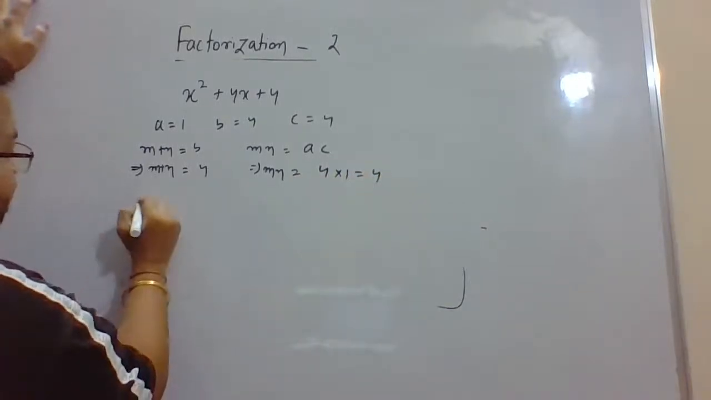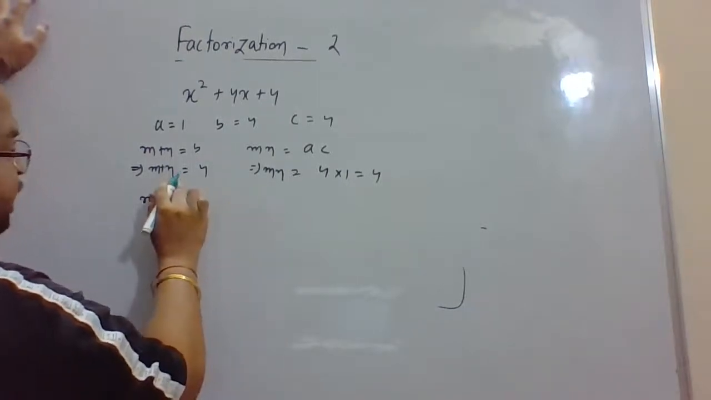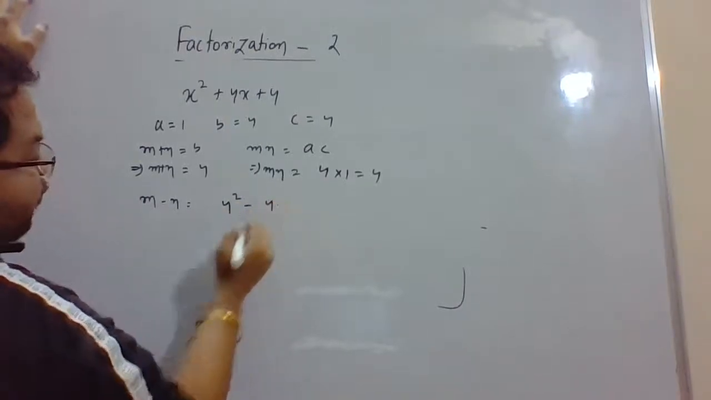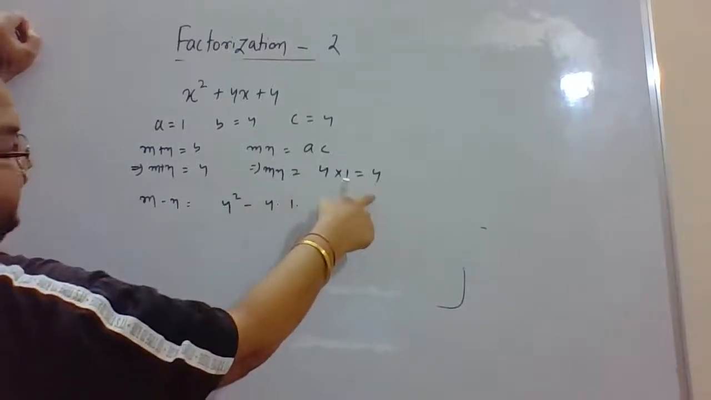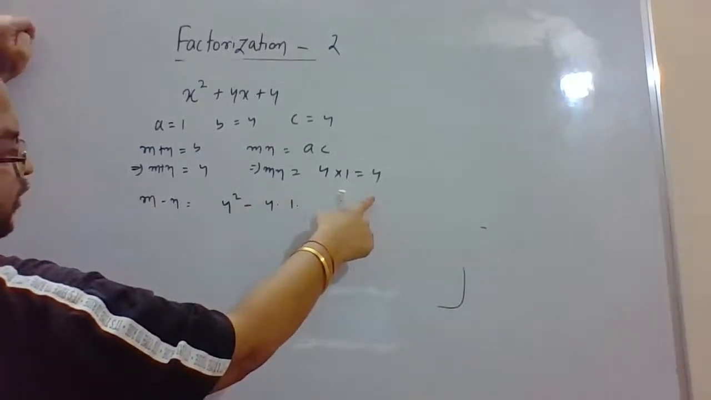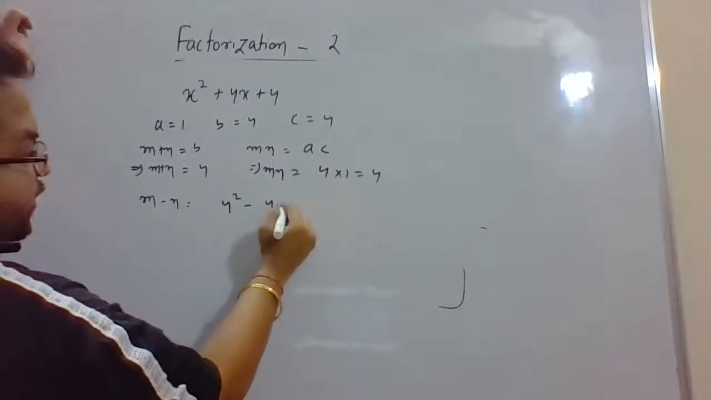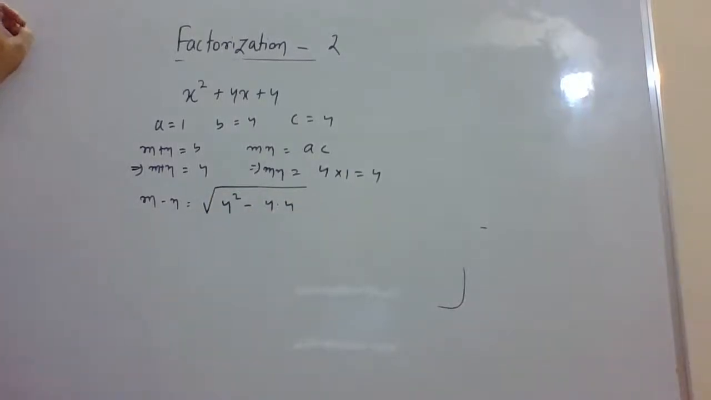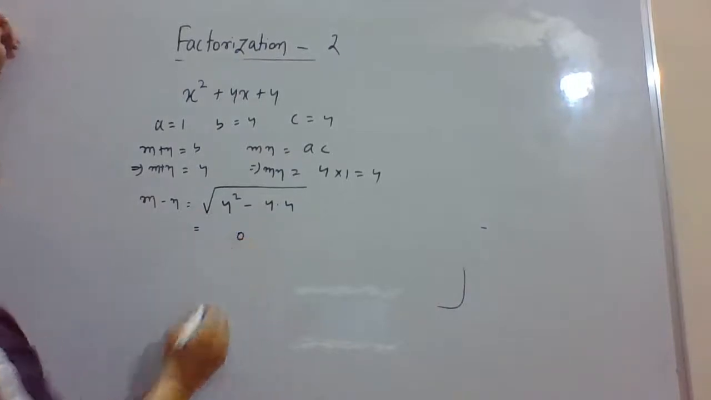Okay, so what would be the value of m minus n? That is the square root of (m plus n) whole square, that is 4 square, minus 4ab. A is 1 and b is your 4, right? So 4ab, so 4 into 4. Okay, so if we take the root of this, if you see, this term is coming as 0.